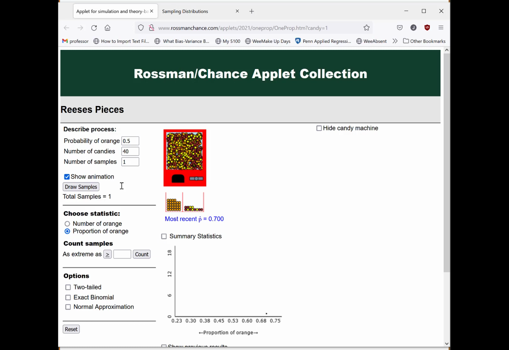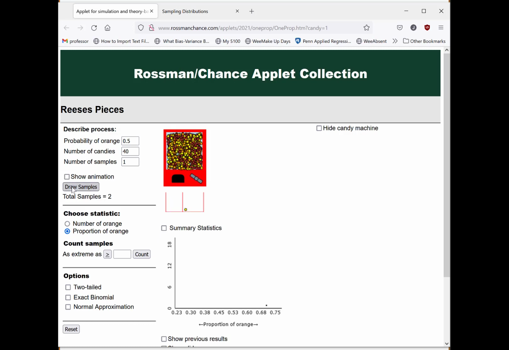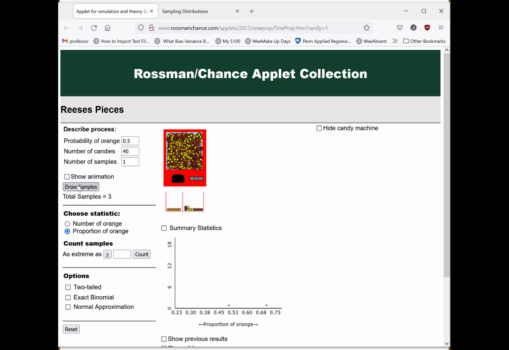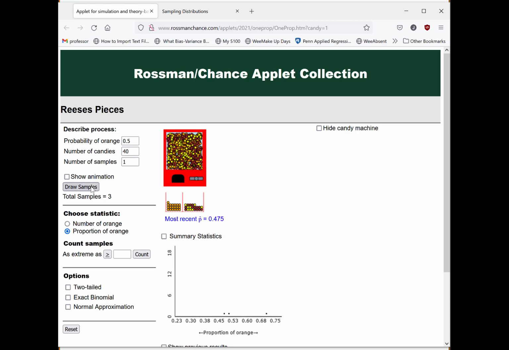Now if I did this a few more times, and I draw another sample, notice my different sample will give me a different sample proportion. So this one was 0.5. That first one, 0.7, was actually really high. I can keep drawing more samples, and every time I draw another sample, I get a different sample proportion. So let's speed this up. Let's try and do 100 samples.